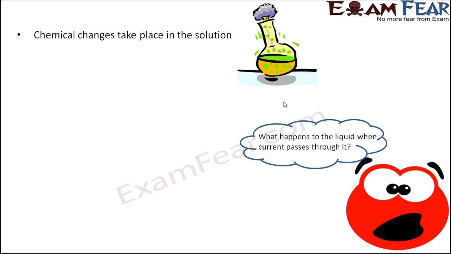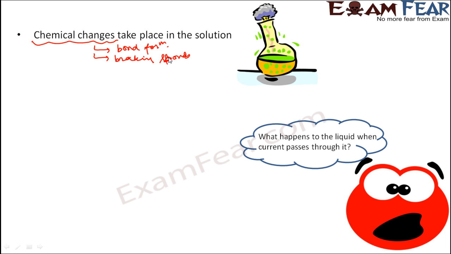Now, there are chemical changes which take place in the solution. The solution through which current is flowing undergoes a lot of chemical changes. What do we mean by chemical changes? Changes which take place due to the formation of new chemical substances. Chemical changes always involve making of bonds or breaking of bonds. So whenever bonds break or new bonds are formed, only then you get new chemical substances.